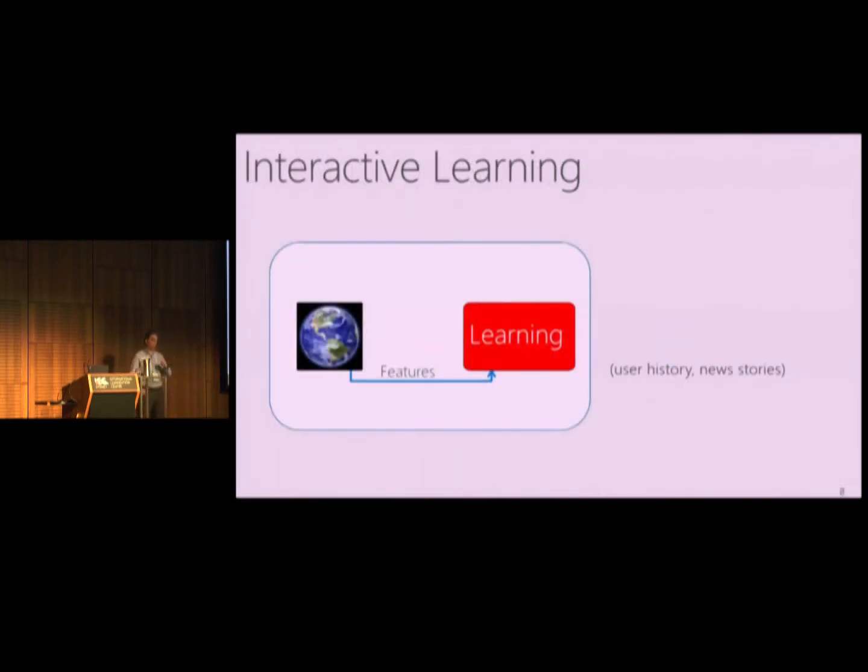Okay, so let's think about interactive learning for a minute. In interactive learning, the features are going to come from the world to the learning algorithm. Maybe that's the user history and news stories. And then the learning algorithm is going to choose an action. Maybe that's selecting a news story to display. And then there's a consequence, which is maybe a click or not, or it could be something more complex than that. In general, we're going to want to boil down the consequence into some sort of real valued scalar reward.